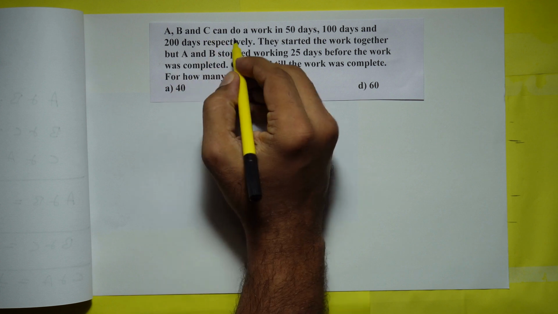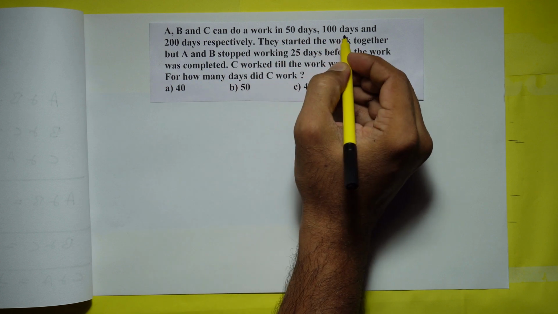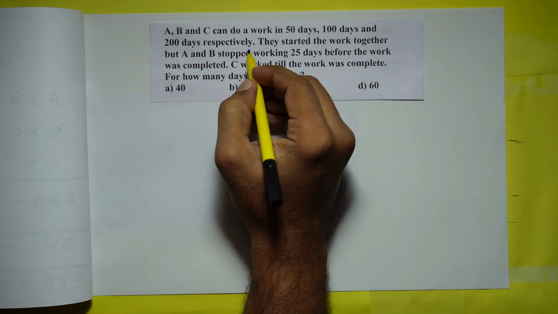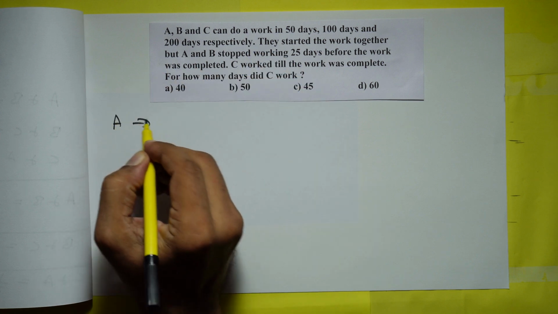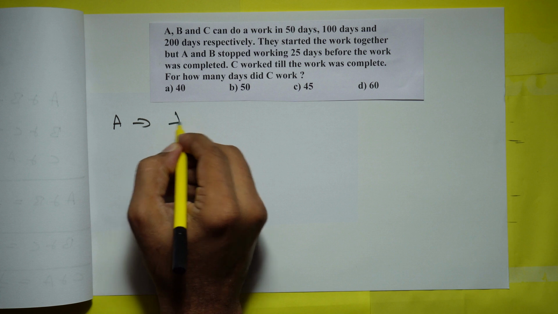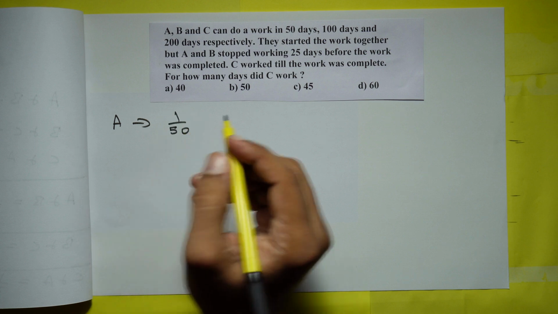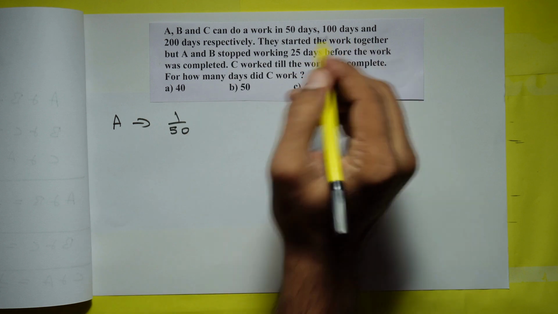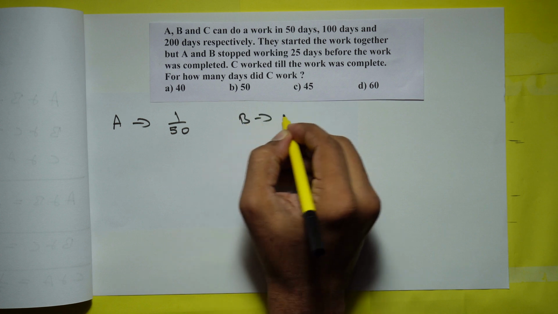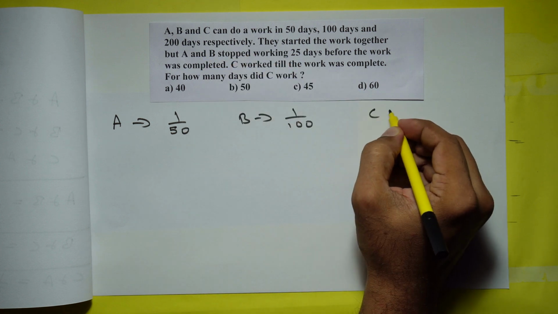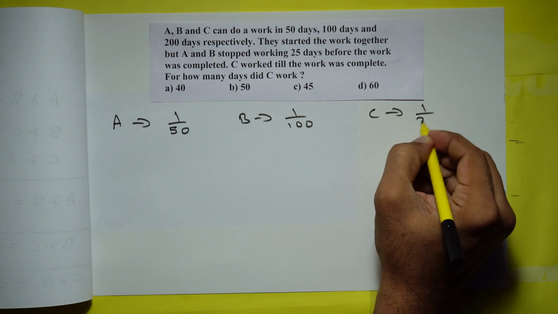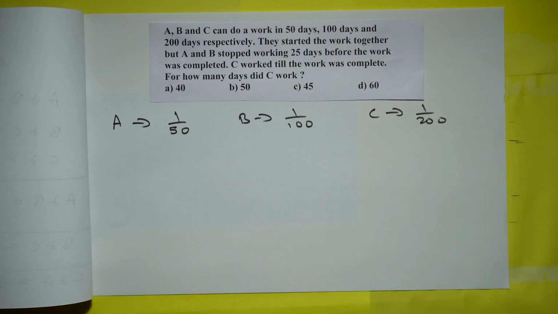A, B and C can do a work in 50 days, 100 days and 200 days respectively. So we'll just mark it here. A can do a job in 50 days, so every day A will do 1 by 50th of the work. B can do the job in 100 days, so every day B will do 1 by 100th of the job. And C can do a job in 200 days, so every day 1 by 200th of the work will be done.